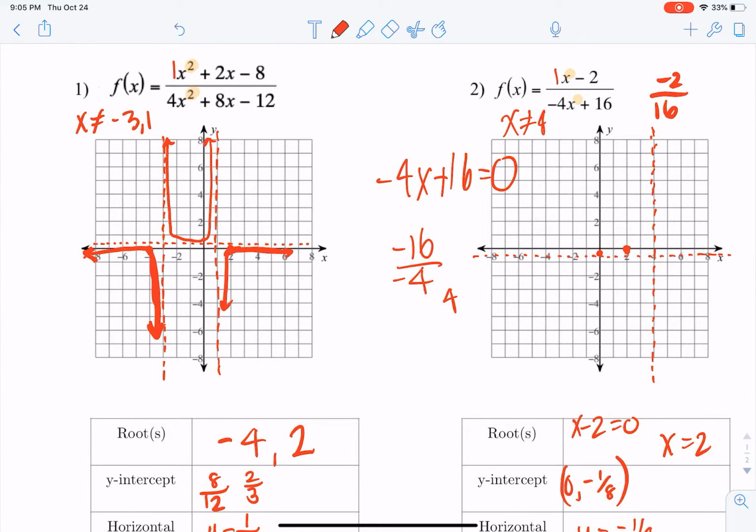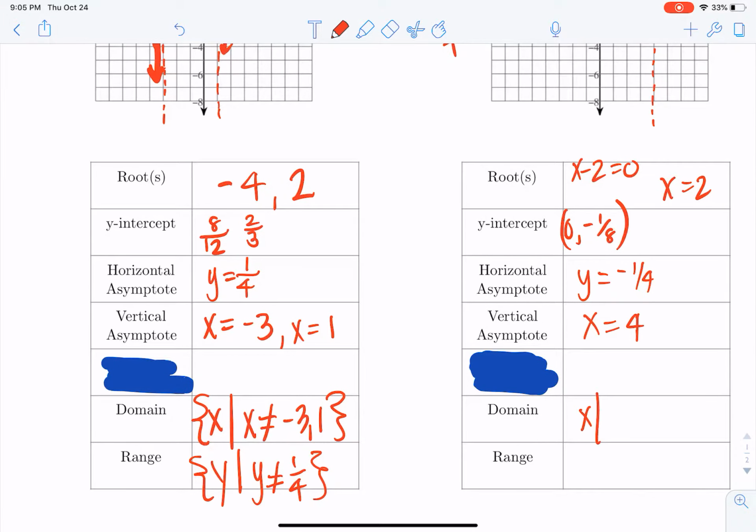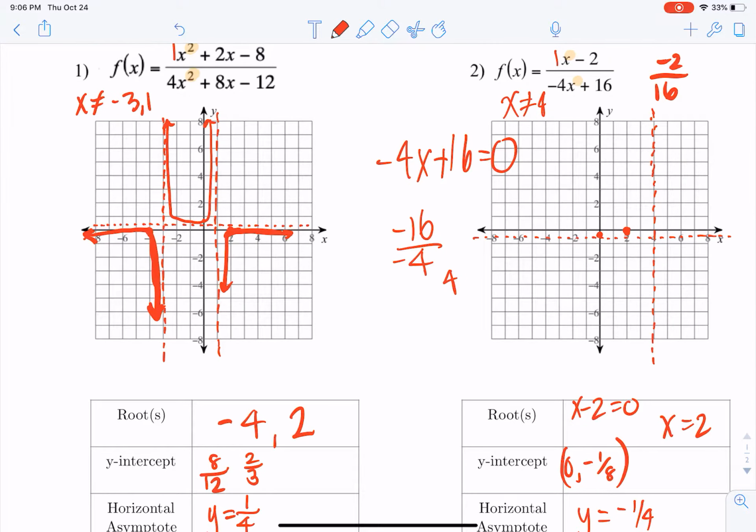All right, so now let's see. I have my roots, my y-intercept, my horizontal asymptote, my vertical asymptote, my domain, x values such that x is not equal to 4, and my range, y values such that y is not equal to negative 1/4. So now I can see that my function's going to exist over here because I have these points over here. So I'll just sketch this in and follow my asymptotes as my guide.